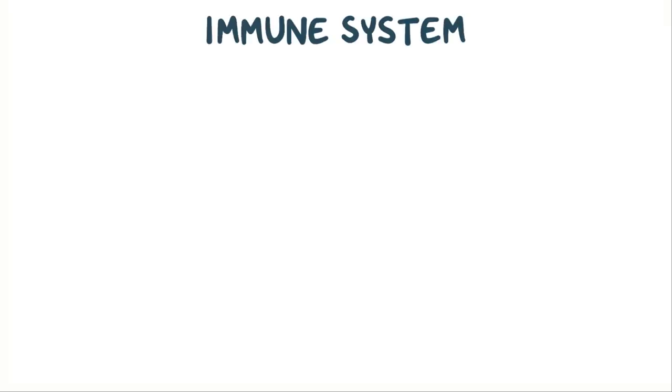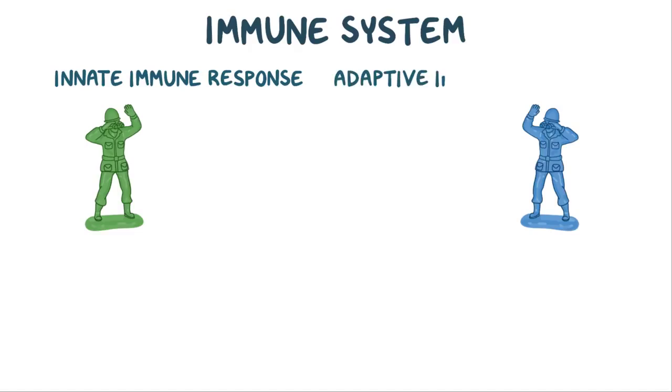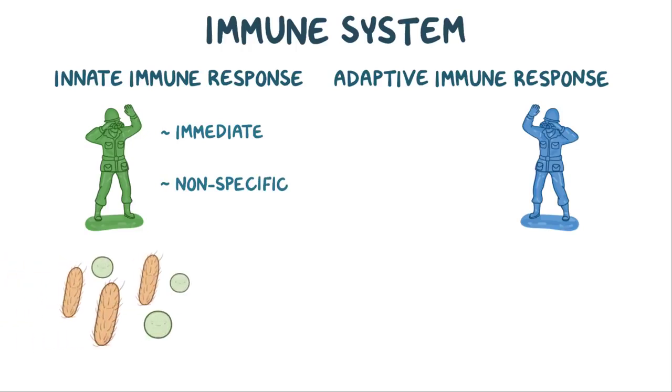Your immune system is like the military, with two main branches, the innate immune response and the adaptive immune response. The innate immune response is immediate and non-specific, meaning that although it can distinguish an invader from a human cell, it doesn't distinguish one invader from another invader. In contrast, the adaptive immune response is highly specific for each invader.